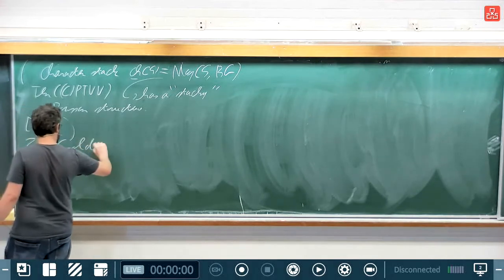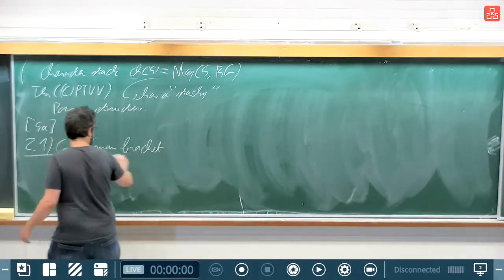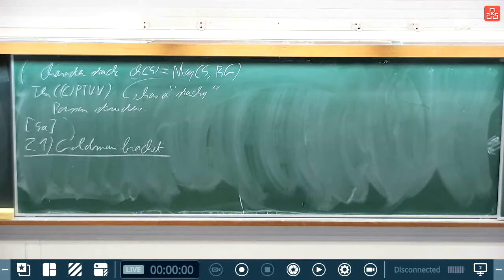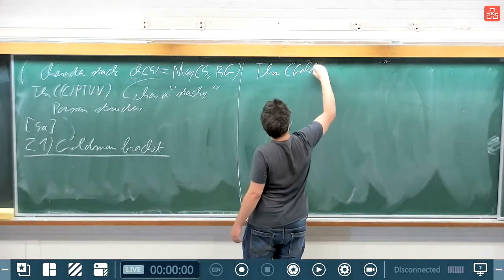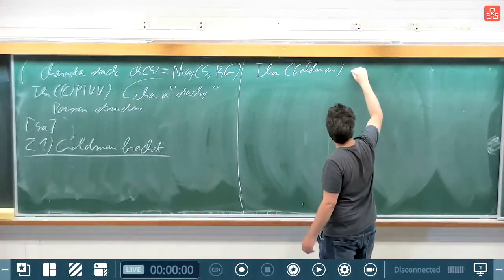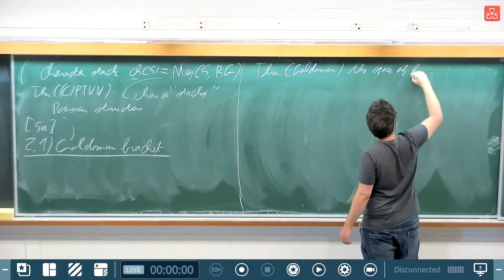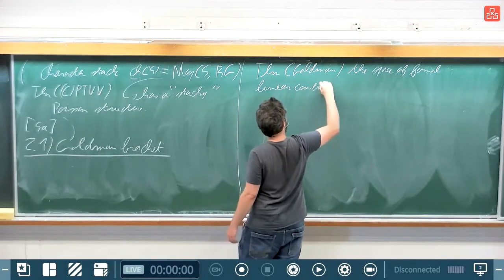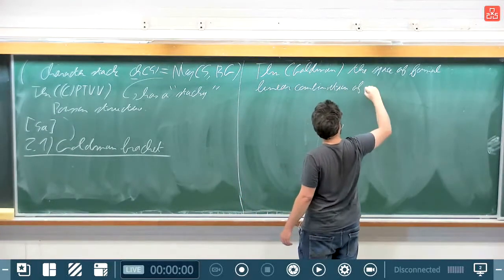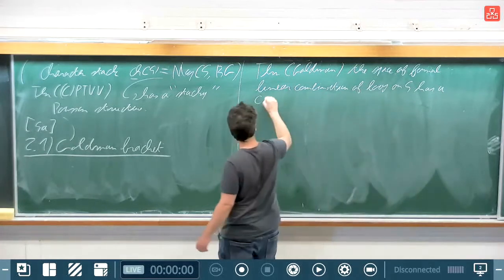So let me switch things a little bit, and let me start with this thing called the Goldman bracket. There is a theorem by Goldman. It's actually slightly stronger than that, saying that the space of formal linear combinations of loops on S has a canonical algebra structure.